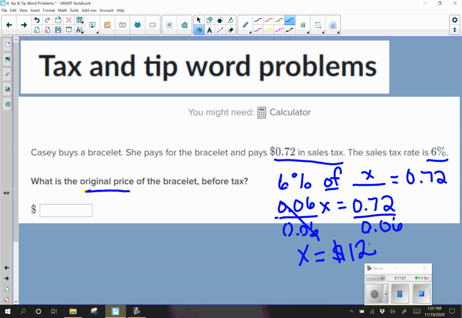You can always go back and check it. We're going to find 6% of $12, so 0.06 times 12, and that should give you 72 cents, which it does. So the original price was $12. Now, if you want to use the proportion method for this, you still can.